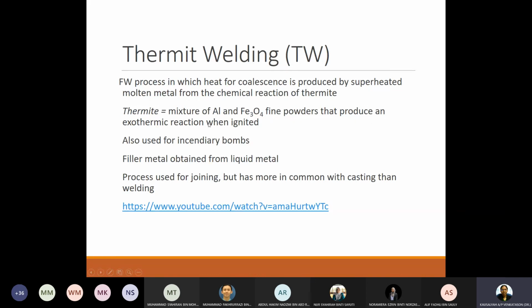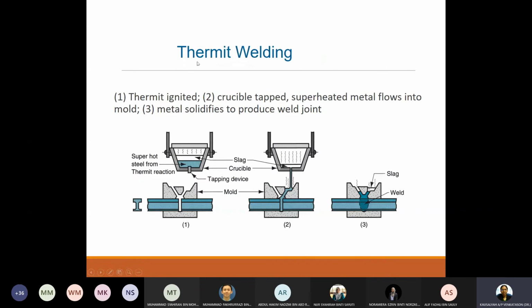Fine powders that produce an exothermic reaction when ignited. Also used for incendiary bombs, okay. So the filler metal obtained is from the liquid metal. The process used for joining has more in common with casting than welding, actually speaking, okay.